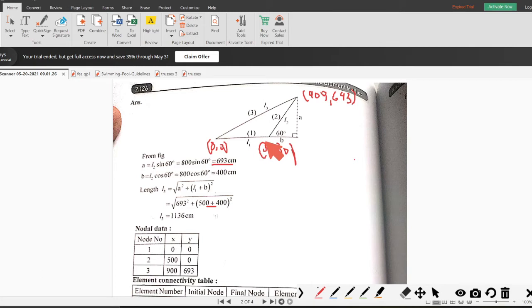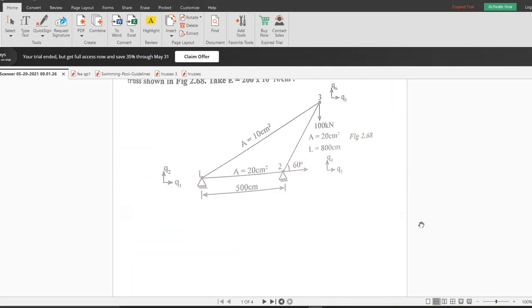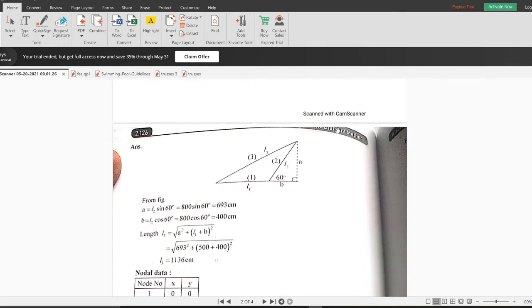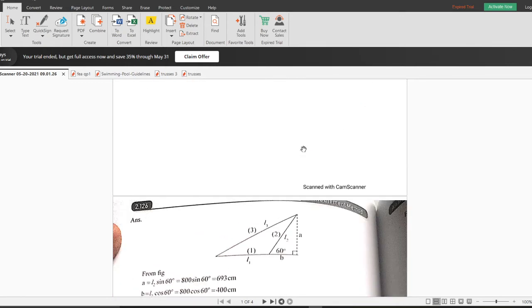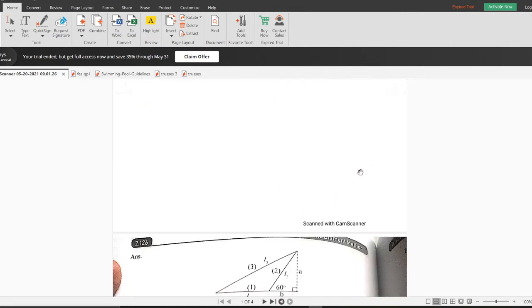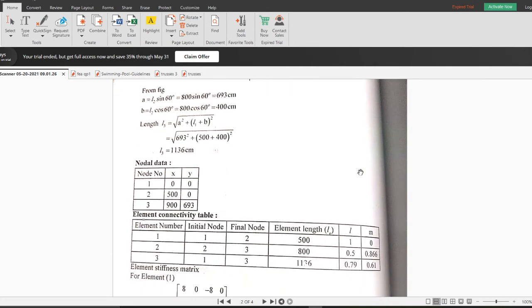F1 0, F2 0, F3 0, F4 0. What is F5? What about F5? 100 kilometers. What is the load given now? F5 is 0, no? Yes, sir. F5 is 0. F6 given. How much F6? 100 kilometers. Minus or plus? Minus. So rest of things I think you can deal with.